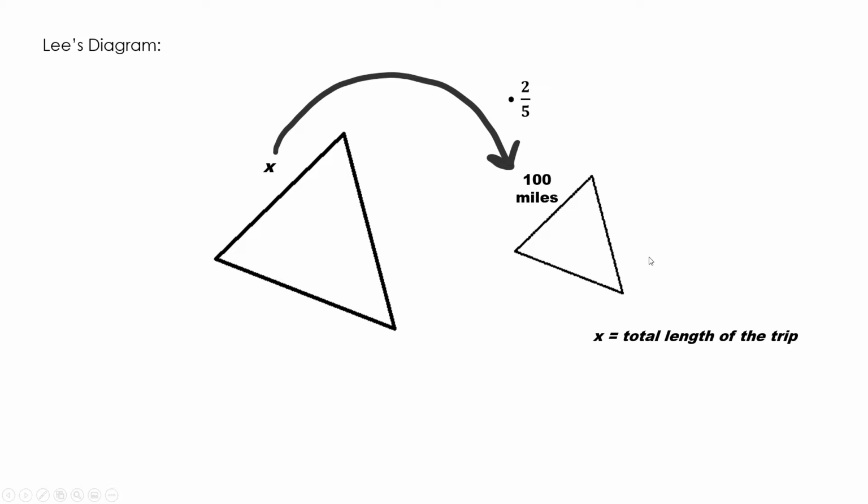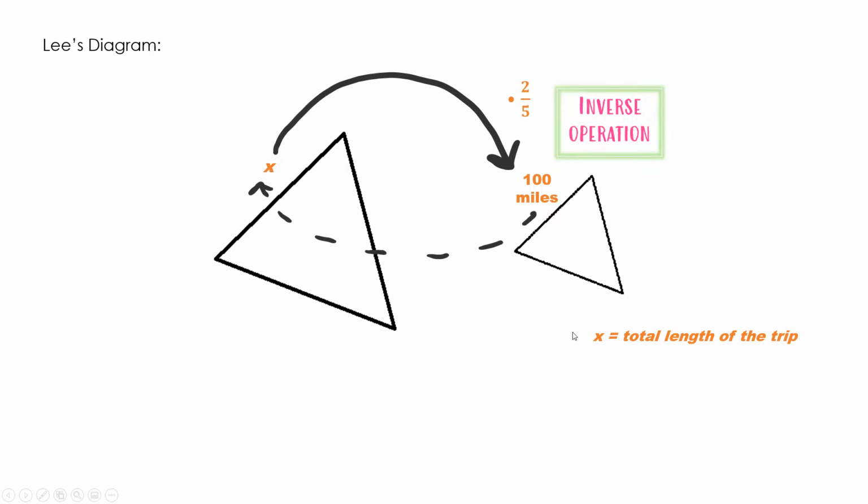All right, so let's look at Lee's diagram. Remember, he's using a scale factor where x is the total length of the trip, and he's using a scale factor of 2/5 to equal 100 miles. So to get from the larger triangle to the smaller triangle, we have to multiply by 2/5. To go the opposite direction, we have to do the inverse operation of what we did to go this way. So the inverse operation of multiplication is division, so we have to divide by 2/5.